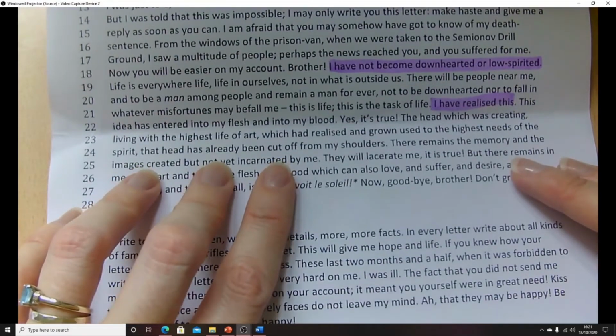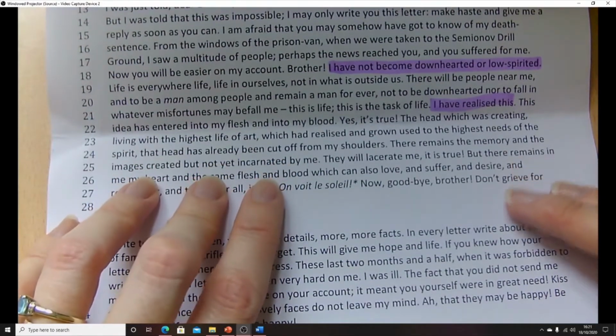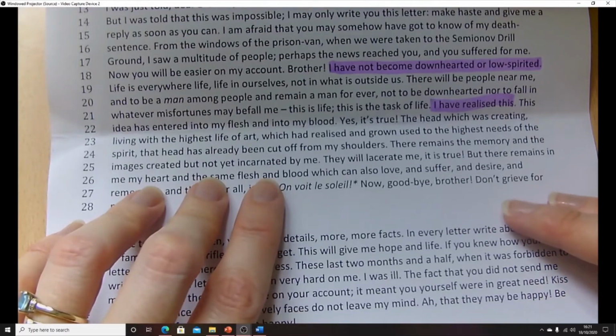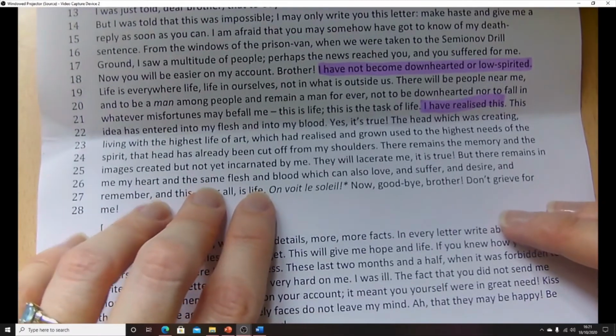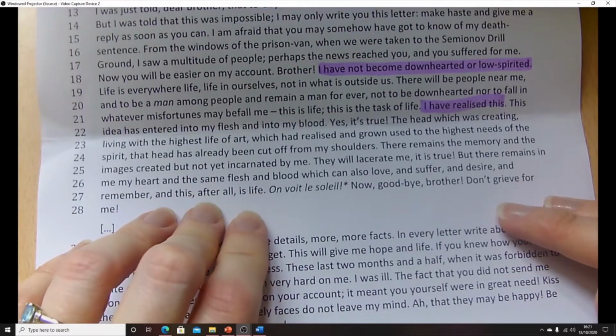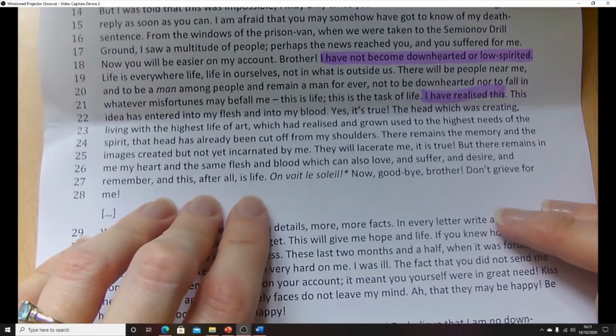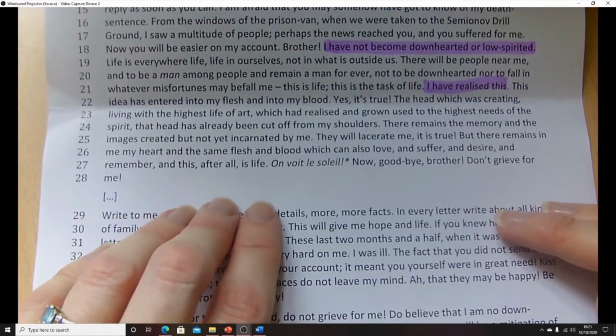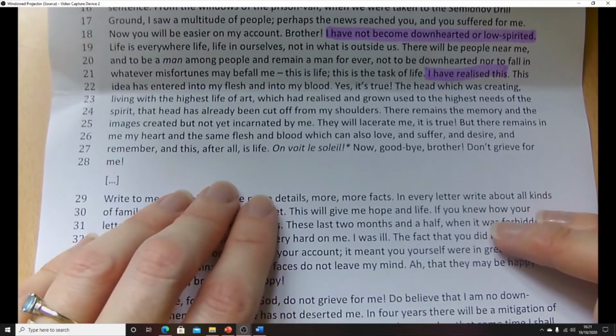There remains the memory and the images created but not yet incarnated by me. They will lacerate me, it is true, but there remains in me my heart and the same flesh and blood which can also love and suffer and desire and remember. And this, after all, is life.